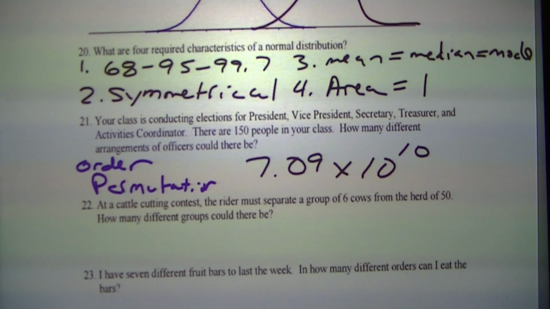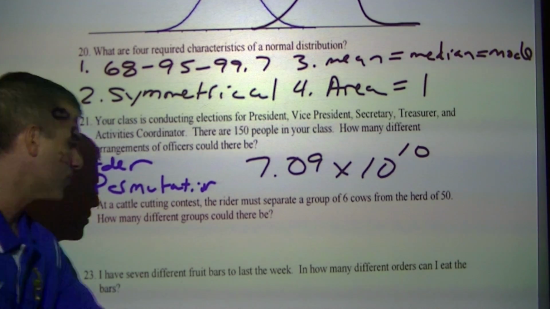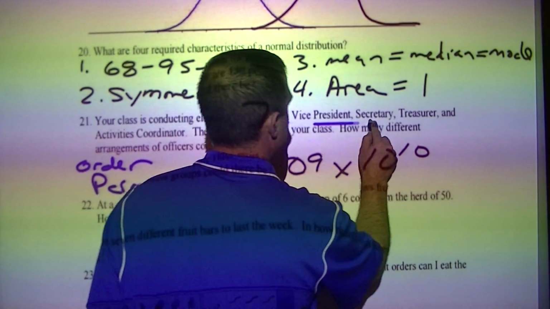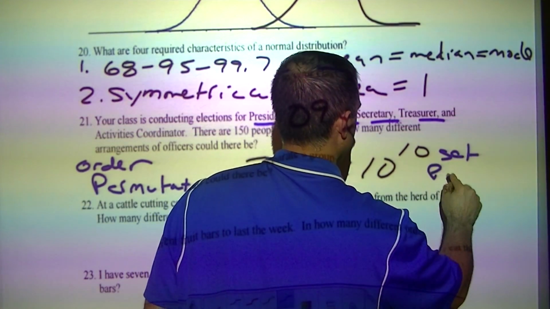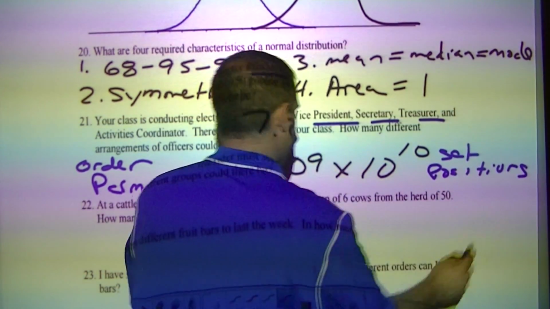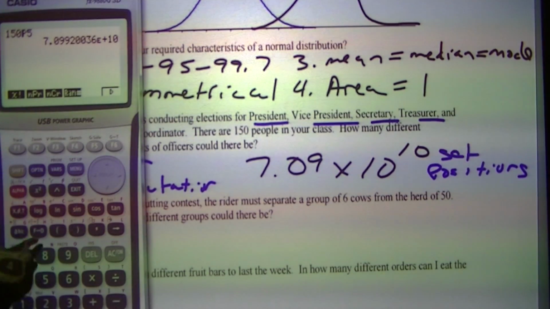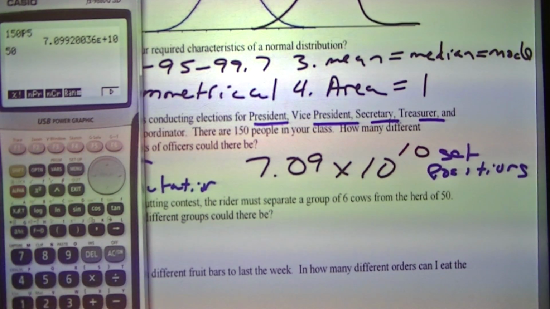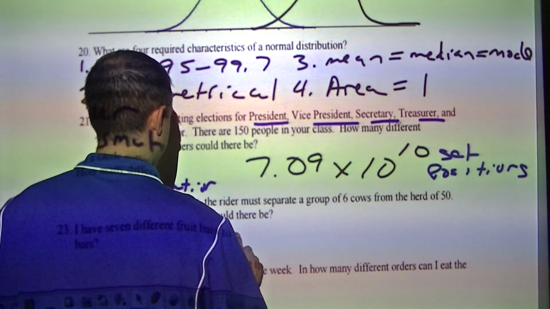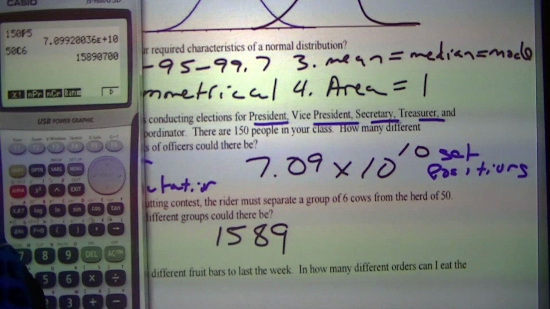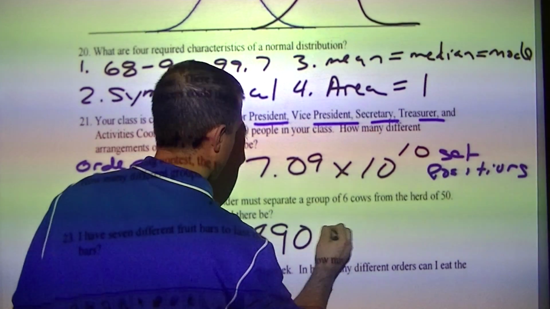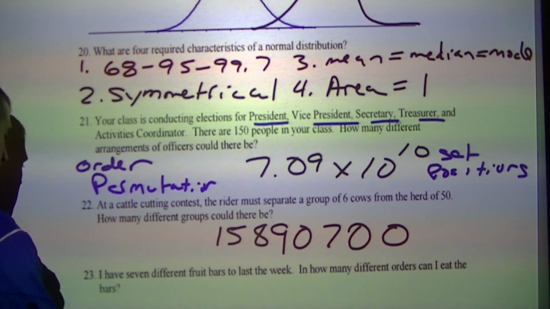At a cattle cutting contest, the rider must separate 6 groups of cows from the herd of 50. Now, in this, you don't have set positions. This is just picking 6, I'm not putting them in a set spot. So in this case, I'm doing 50 choose 6 cows from that. So that's 15,890,700.